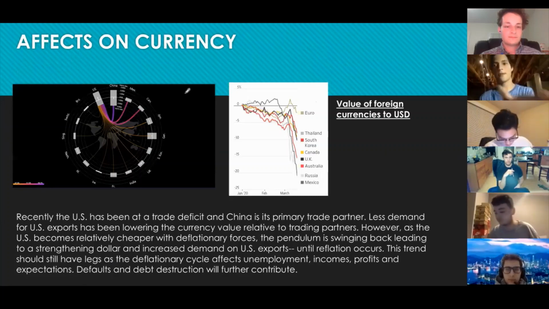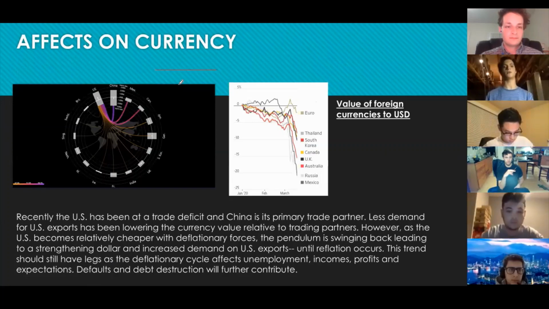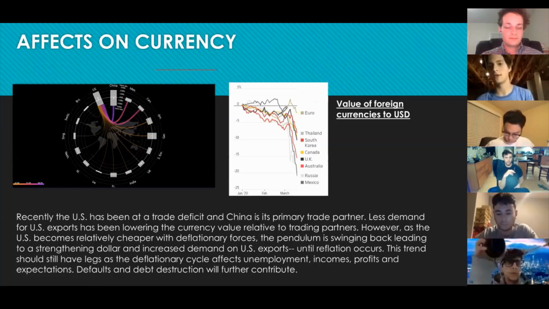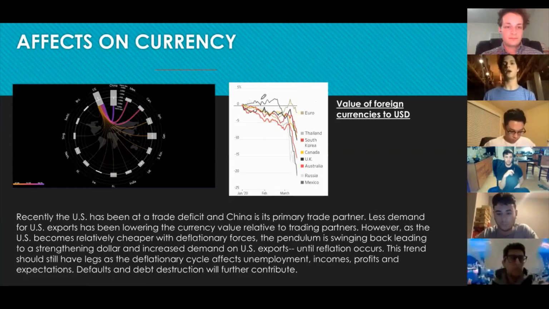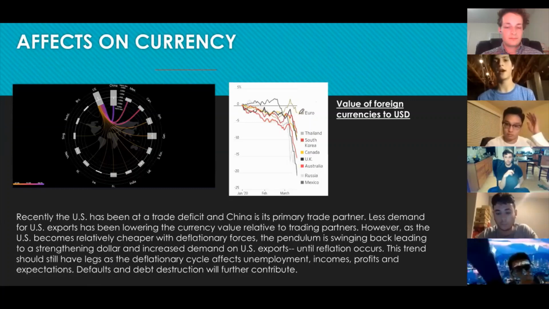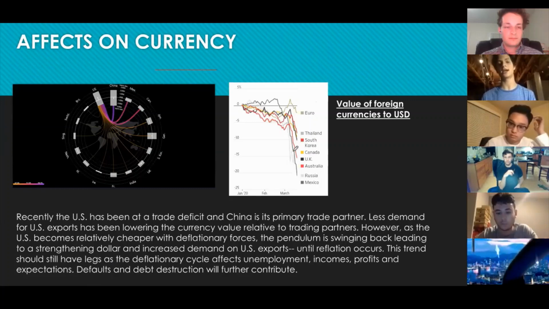This is kind of to contextualize my portfolio recommendations. So here you can see that as a result of this crisis, the US dollar became very valuable relative to other currencies, and actually relative to all assets.